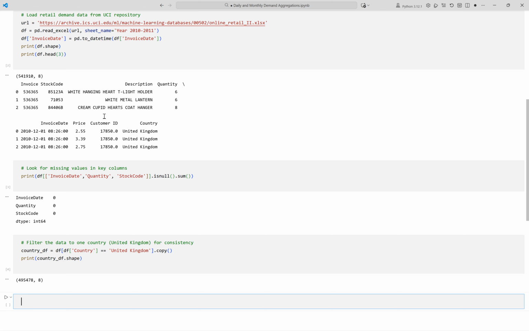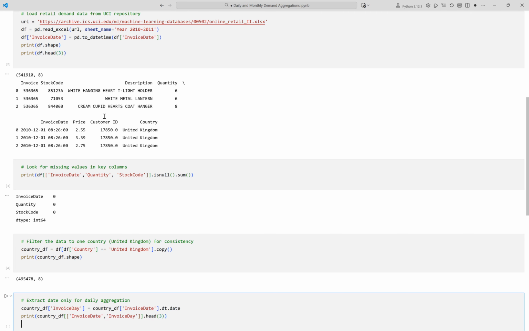We extract just the date part from invoice date. It is necessary to drop the time so that we can aggregate all transactions per day together. We print the transformation to make sure it worked. Running the cell now.